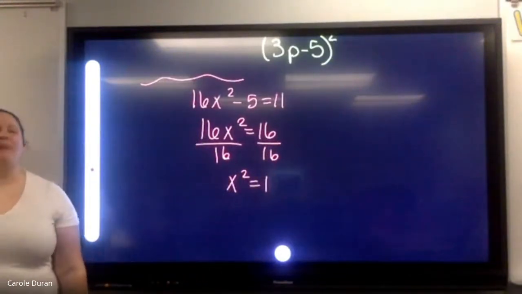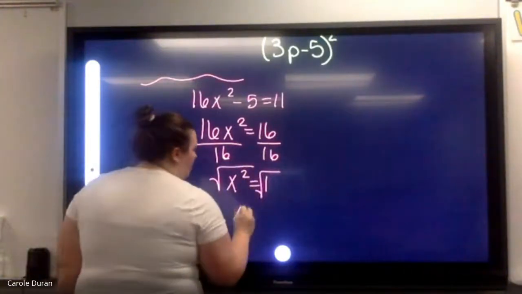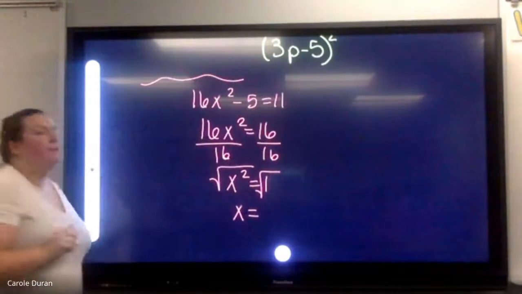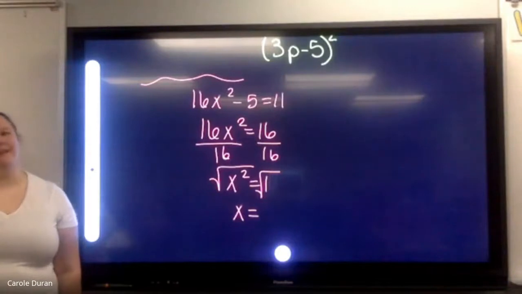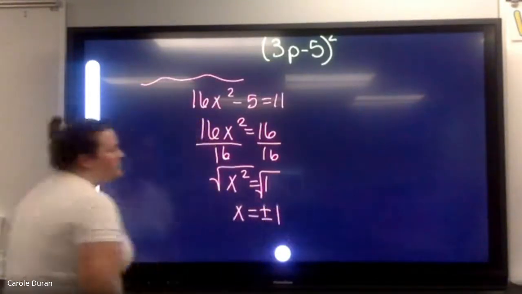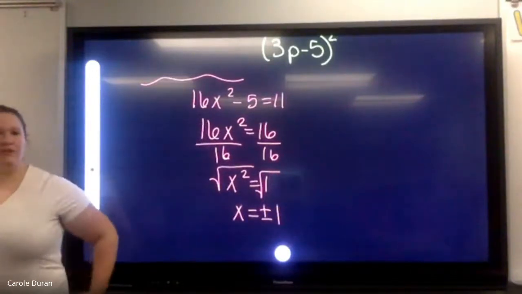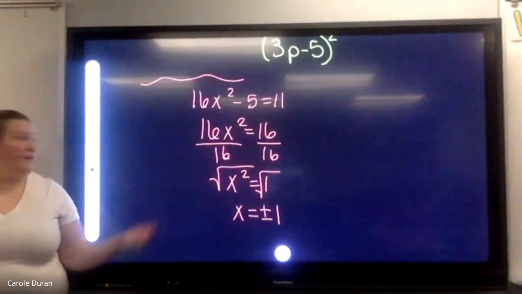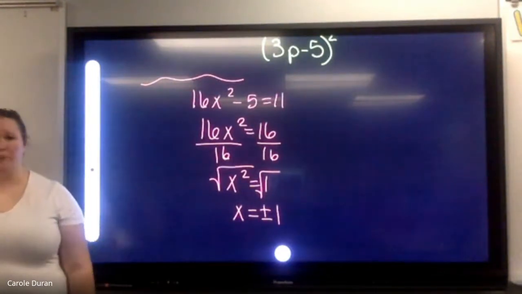I want to get x by itself, so I need to square root both sides. And I get x is equal to the square root of 1. What's the square root of 1? 1. No. Positive and negative 1. Remember, when we're taking the square root of something, we have to include its positive version and its negative version. Because negative 1 times negative 1 is still 1, just like positive 1 times positive 1 is 1.